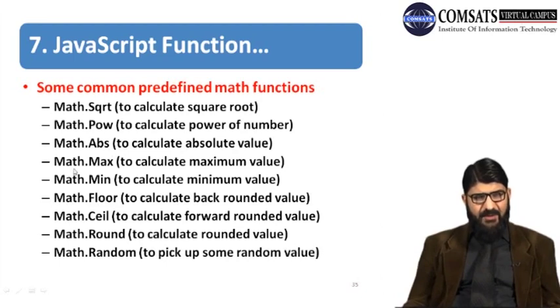And the next one is math.max. It is used to calculate the maximum value. And then math.min, which is used to calculate the minimum value. And then math.floor, which is used to calculate the backward rounded value. And the next one is math.ceil, which is used to calculate the forward rounded value. And then the math.round function, which is used to calculate the rounded value. And then math.random function, which is used to calculate some random value.